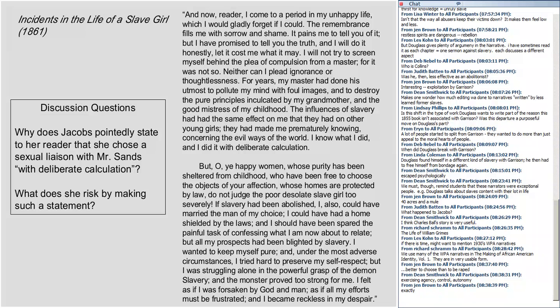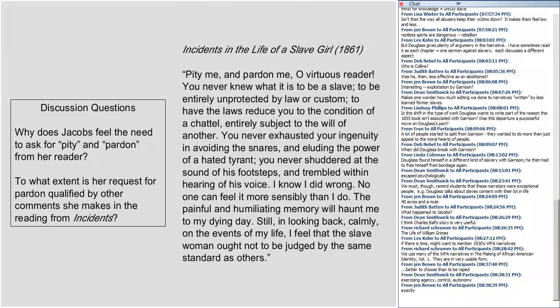Then she turns around and says, you never knew what it was to be a slave, to be entirely unprotected by law or custom, to have the laws reduce you to the condition of a chattel, entirely subject to the will of another. You never exhausted your ingenuity in avoiding the snares and eluding the power of a hated tyrant. You never shuddered at the sound of his footsteps and trembled within hearing of his voice. I know I did wrong. No one can feel it more sensibly than I do. The painful and humiliating memory will haunt me to my dying day. Still, and that's the key transition word there, still, in looking back calmly on the events of my life, I feel the slave woman ought not to be judged by the same standards as others.